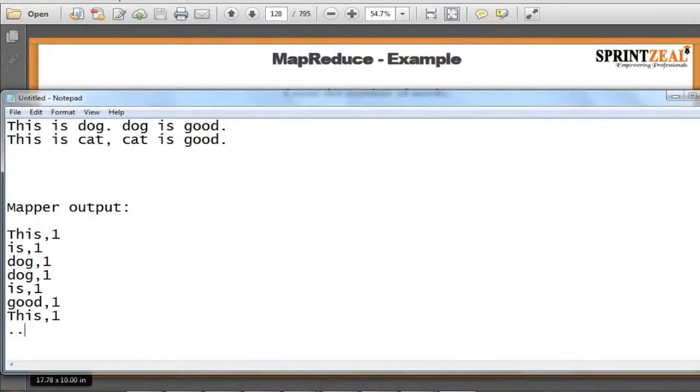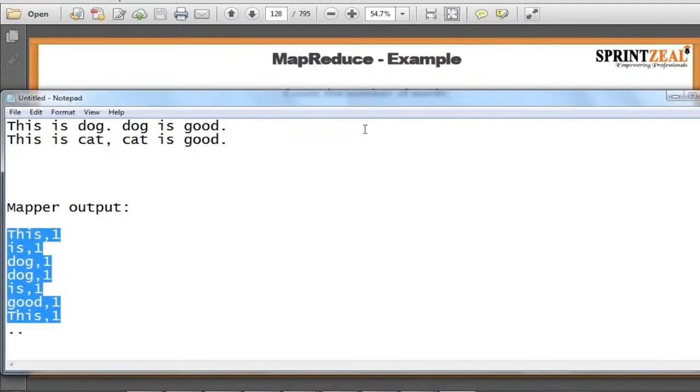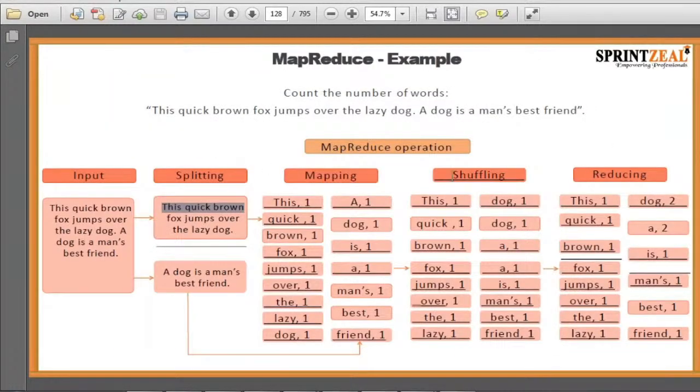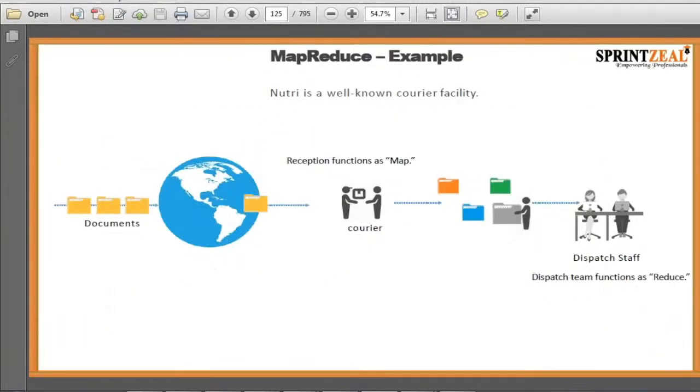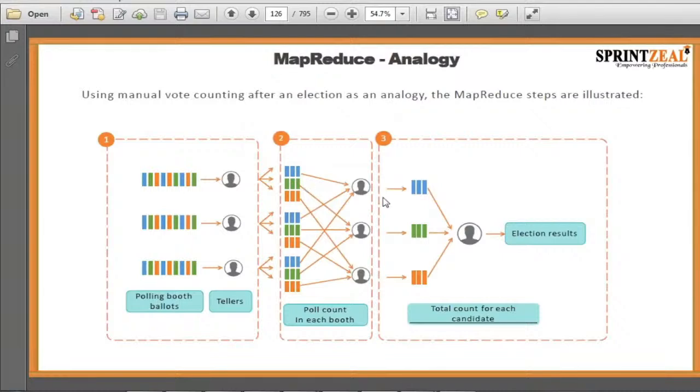Okay, now this will be your mapper output, and once the mapper is completed, we are going to have another phase which is known as shuffling. Shuffling is a phase where there is a movement of the data happening. If you consider shuffling over here, let me just go back over here. So this is the shuffling happening, right?